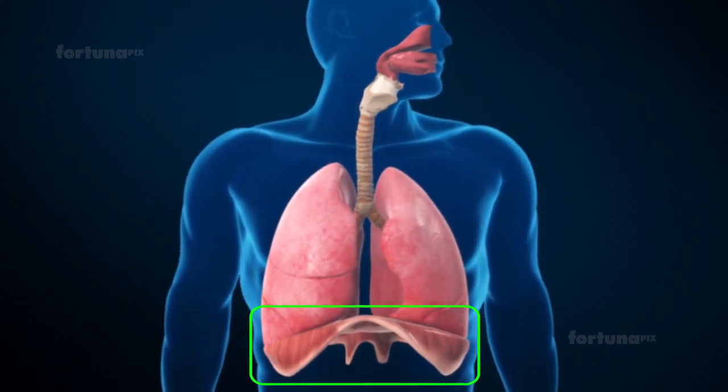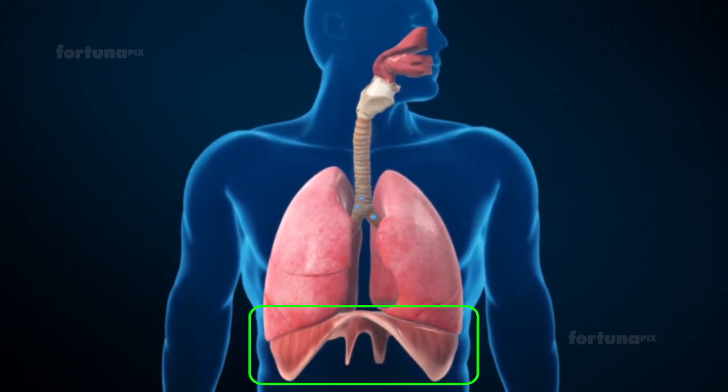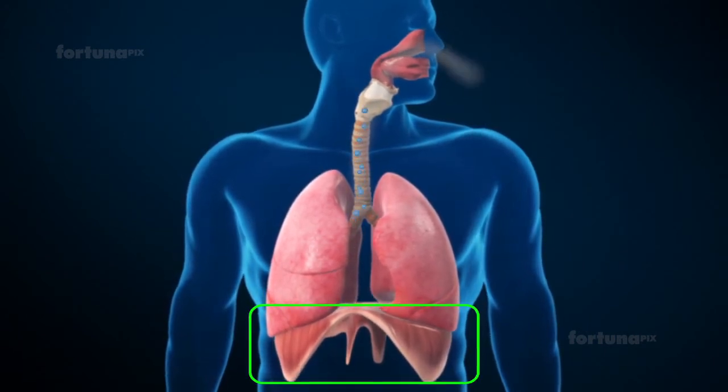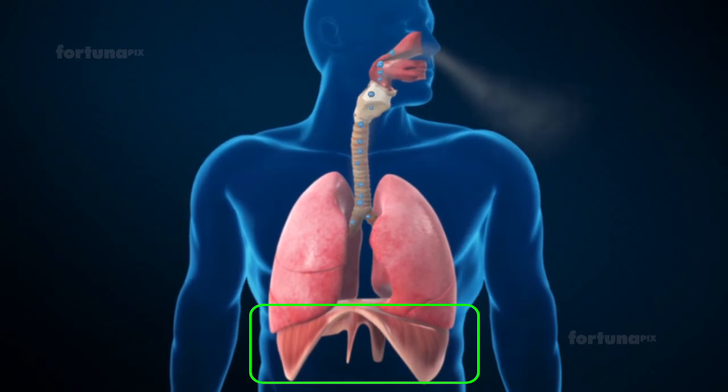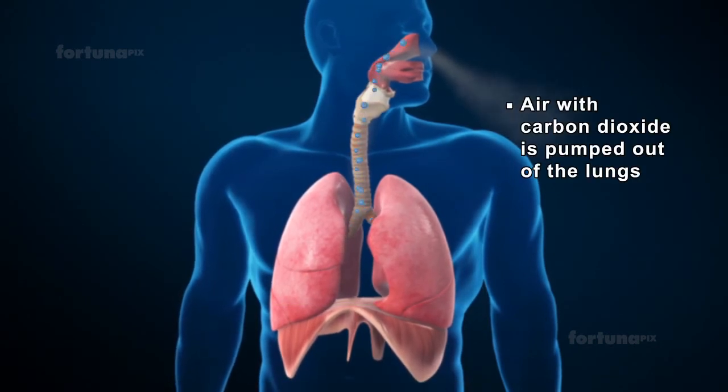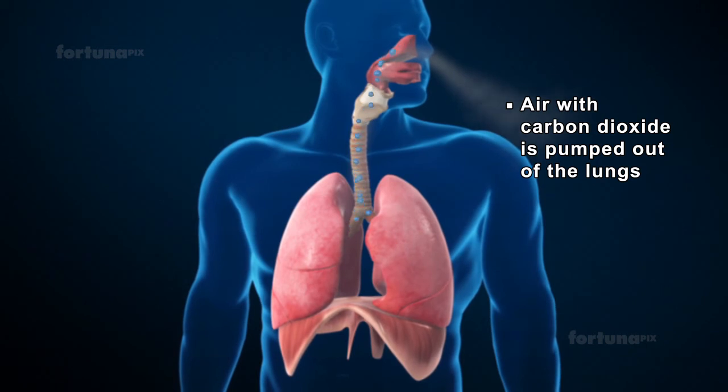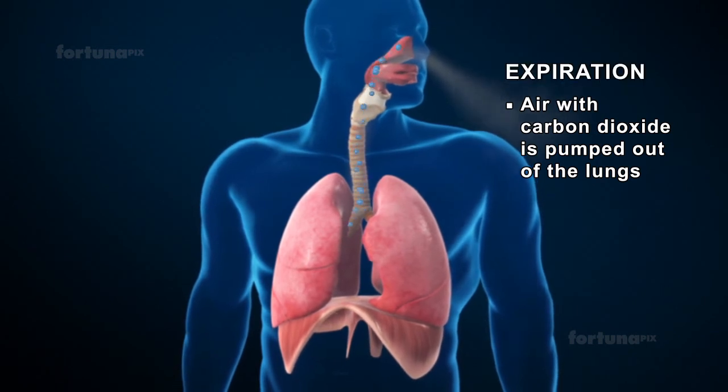When the diaphragm relaxes, the volume of the thoracic cavity decreases and the air pressure inside the lungs increases. Air with carbon dioxide is pumped out of the lungs. This is called expiration.